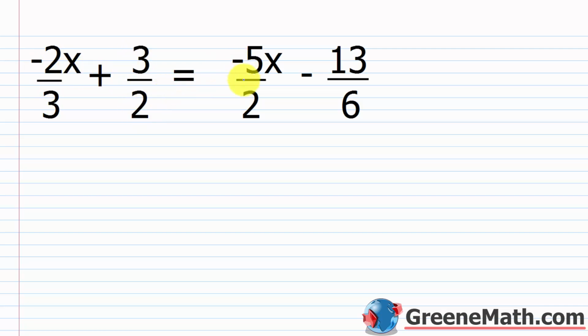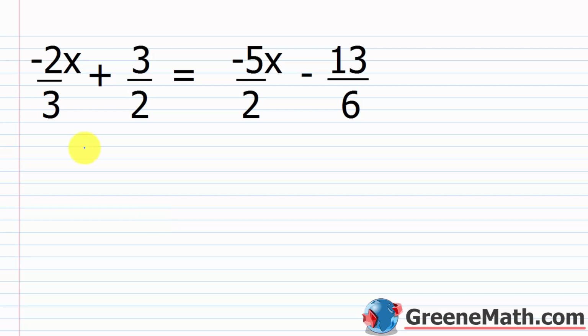And this is equal to negative 5/2 x minus 13/6. So the basic idea here, if you want to clear an equation of fractions, you want to multiply both sides of the equation by the LCD, the least common denominator, of all the denominators involved. Remember, this is legal because I can always multiply both sides of the equation by the same non-zero number.